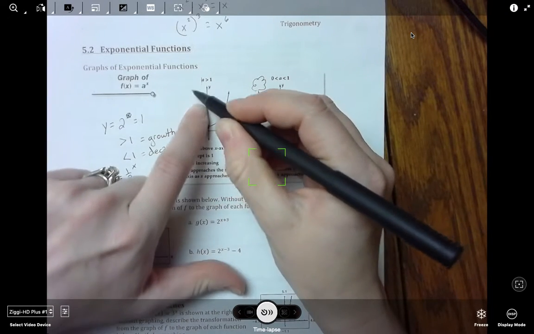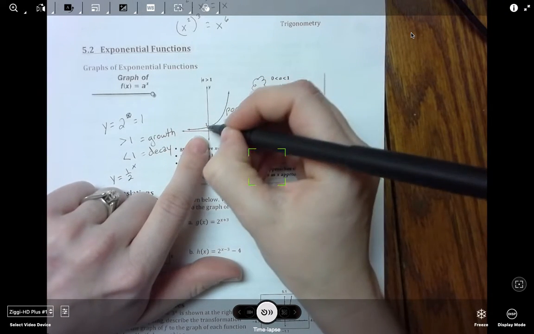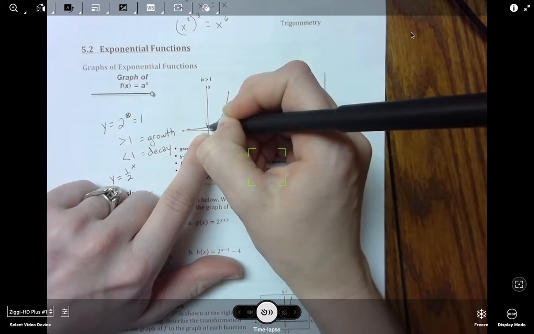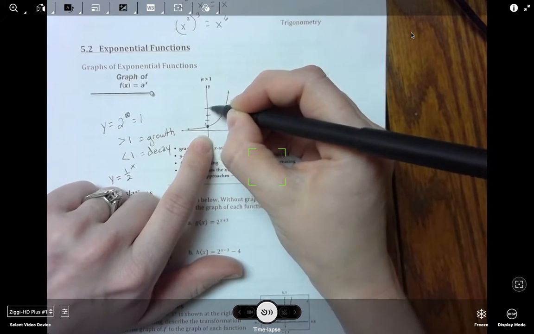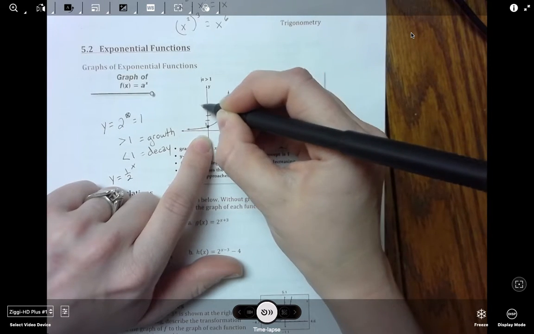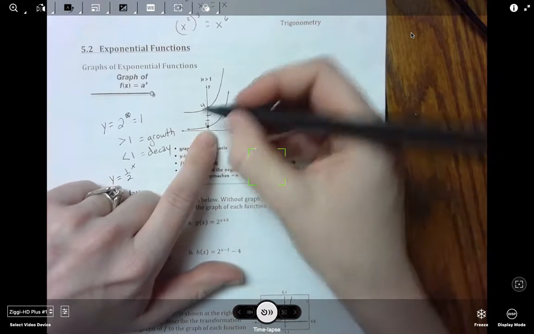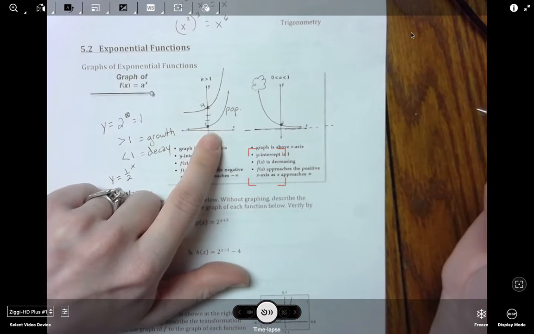Obviously shifting up, down, left, right. If you shift this guy up, let's say 3 units, he's not going to cross at 1. He's going to cross up here at 4. But he's going to look exactly the same. So that's what he will look like. Left and right are going to be exactly the same thing.